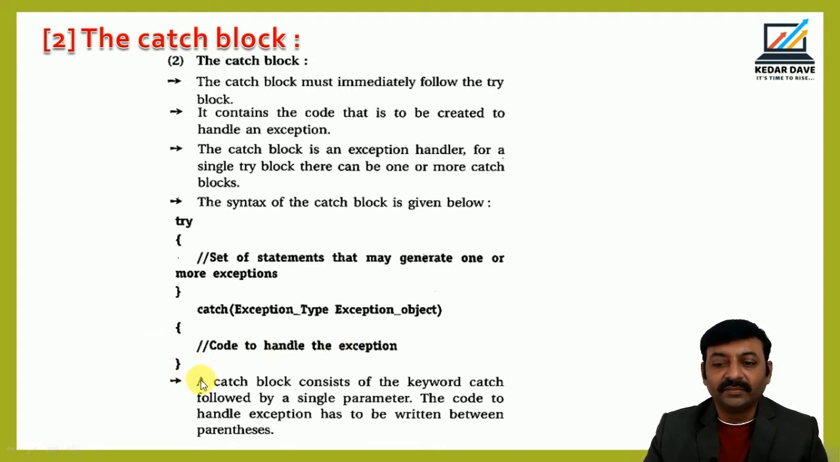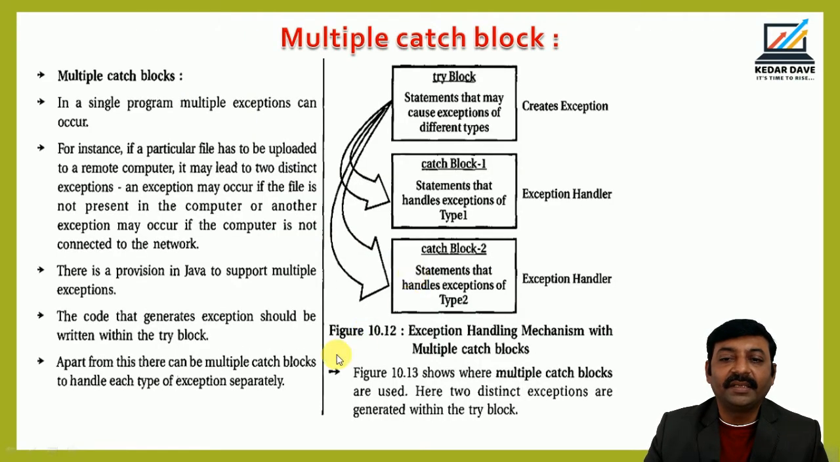So a catch block consists of the keyword catch followed by a single parameter, and the code to handle the exceptions has to be written between the braces. So this is about the catch block. And if you want to add multiple catch blocks, then that option is given in Java programming. So you have one try block and a number of catch blocks.